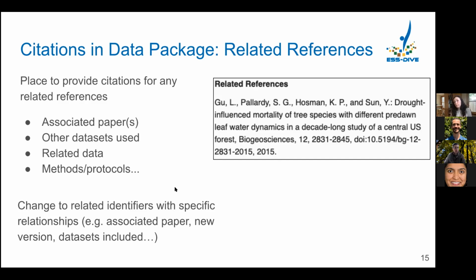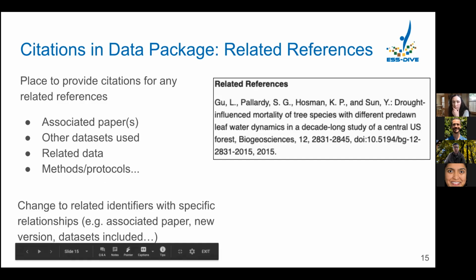So in the future, we may be changing this. This field is currently very flexible, where you can enter a string of citations. We may change that to have more specific related identifiers and relationship types to really specify exactly how that citation is related to the data set, like an associated paper or a new version, or to indicate that these are data sets that are included in a particular data package.